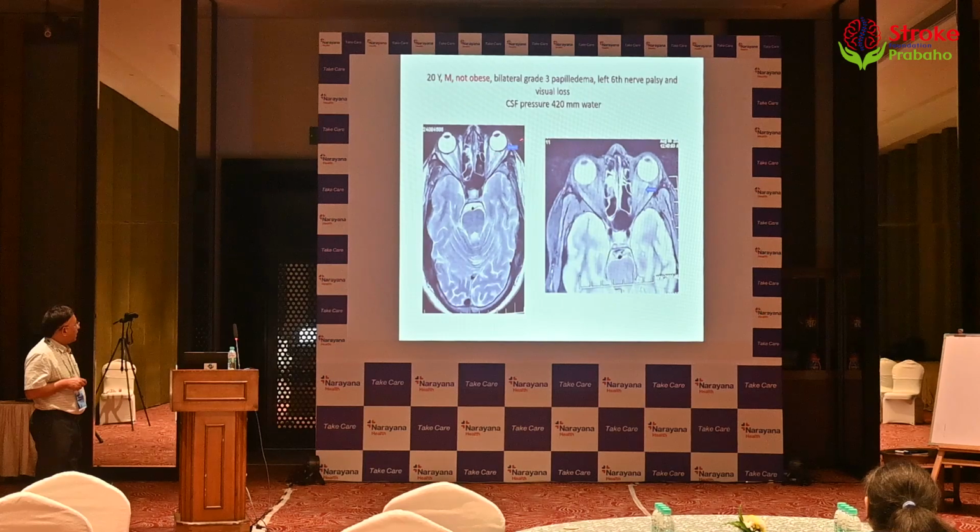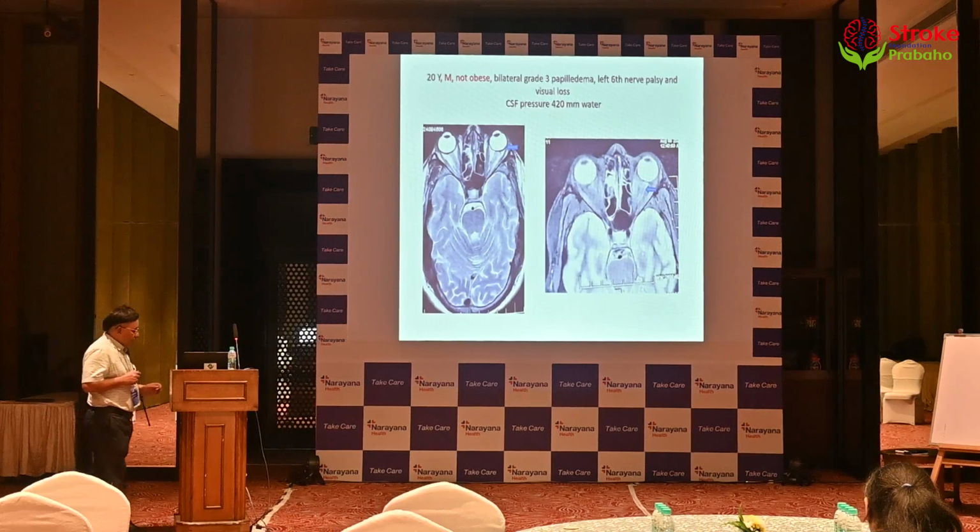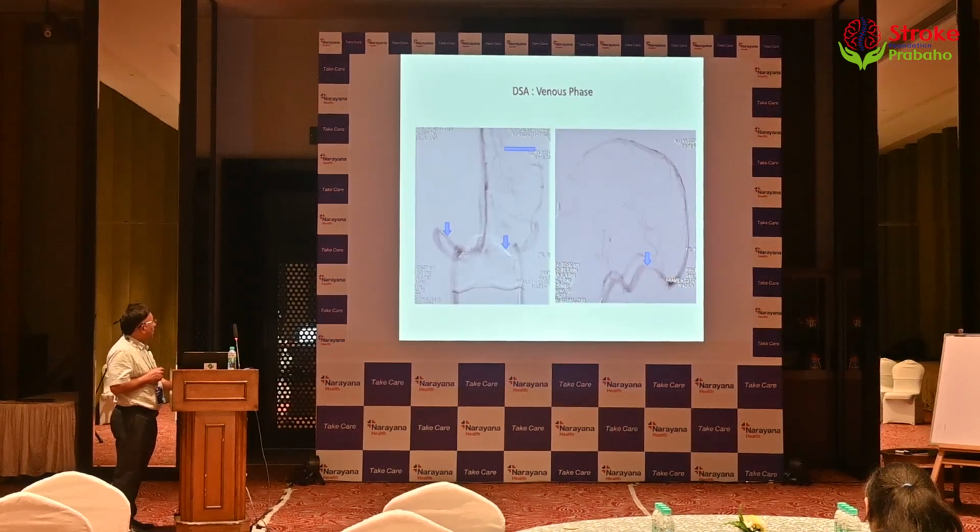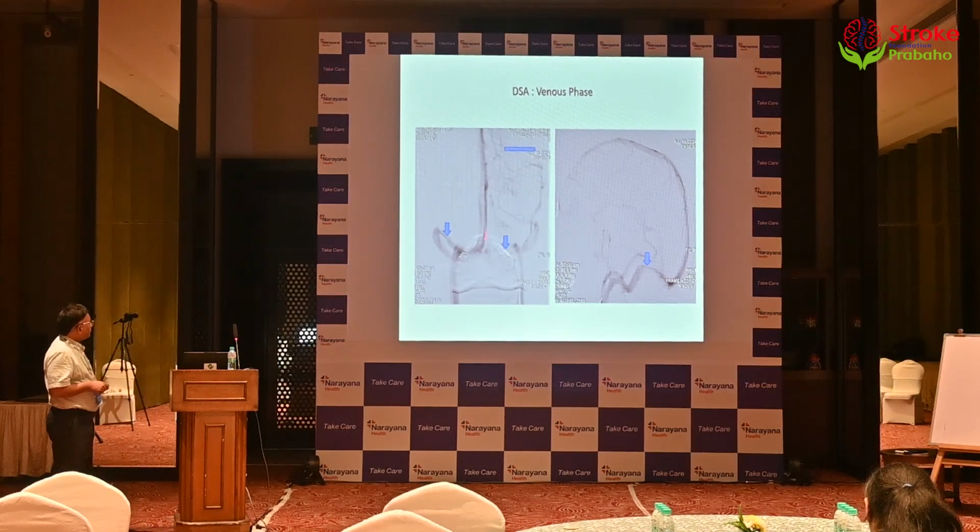This is the MR images. We can see there is some flattening of the globe, and the CSF space around the optic nerve has dilated. So these are the signs of idiopathic intracranial hypertension. These are the DSA images, and we can see there is narrowing of the right transverse sinus. There is no filling of the left transverse sinus, but there is distal filling of the internal jugular vein and the transverse sinus, but it was not filling from here. And in the lateral view, you can see there is a small segment of focal stenosis corresponding to this segment.